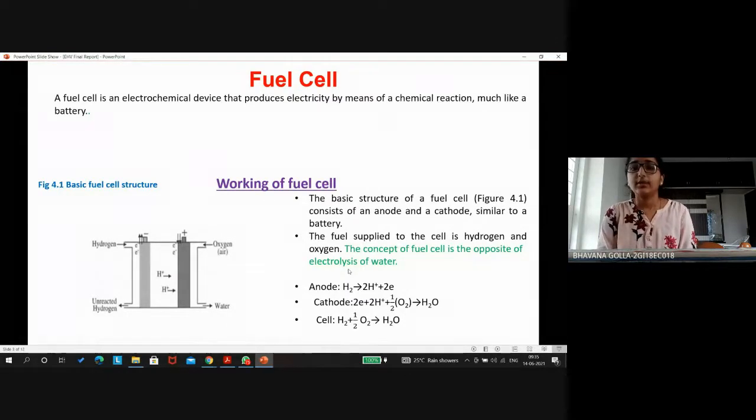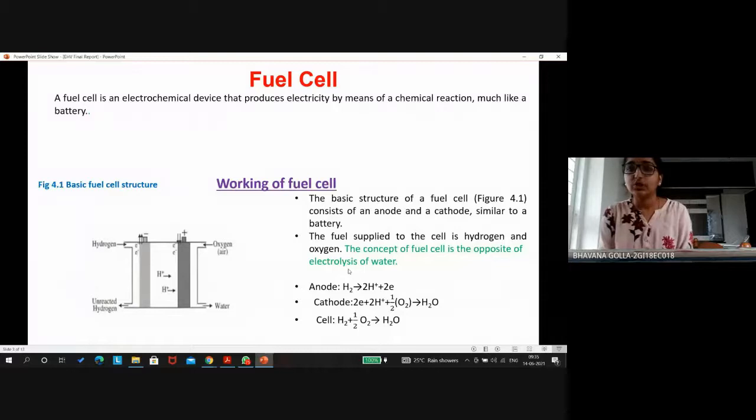The flow of electrons between anode and cathode results in the generation of electricity. The hydrogen ions flow from anode to cathode through the electrolyte that we have supplied. This is different from the electrolysis of water. Hydrogen and oxygen combine to produce electricity as well as water. So there are no pollutants, and it is very environmentally friendly.